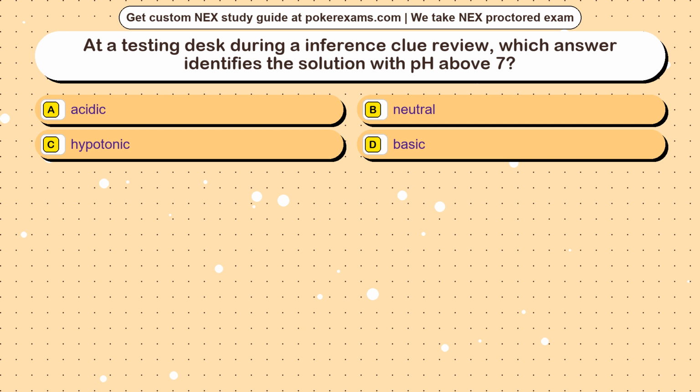Question 23. At a testing desk during an inference clue review, which answer identifies the solution with pH above 7? Option A, acidic. Option B, neutral. Option C, hypotonic. Option D, basic.